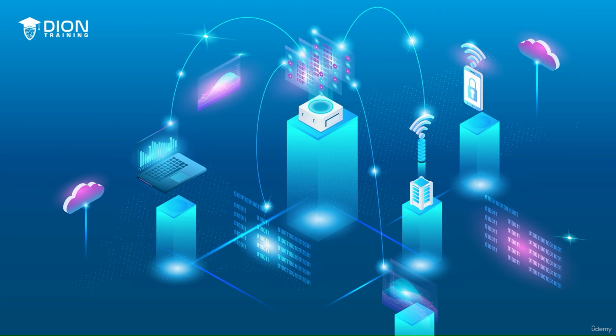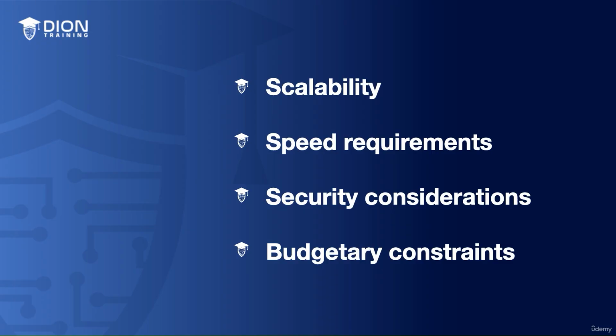Now, when you're designing or revising your network architecture, it's essential for you to weigh the benefits and drawbacks of each connectivity method based upon the specific needs and objectives of your organization's network. You should think about the various factors, including scalability, speed requirements, security considerations, and budgetary constraints when you're determining the most suitable connectivity option for your organization to utilize.